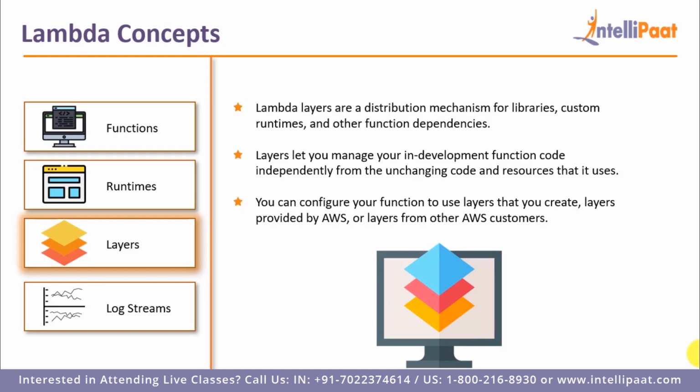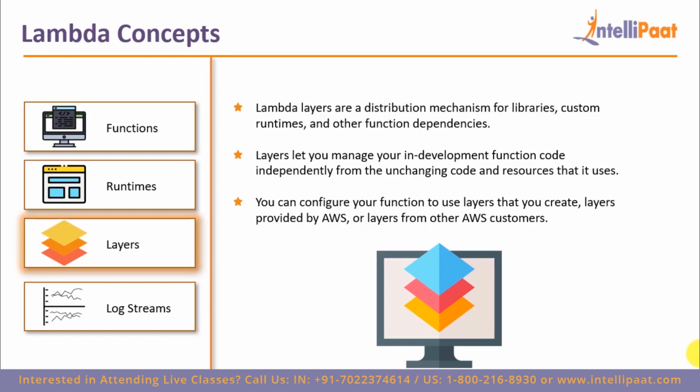For example, if your code needs a particular library for uploading information to an Excel sheet or a CSV file, what you do is you upload that particular library to a layer, and keep it in order so that your code chooses the appropriate layer and gets the libraries. After that, layers also let you manage the in-development function code independently from the unchanged code. You don't need to change your code or the resources that use it.